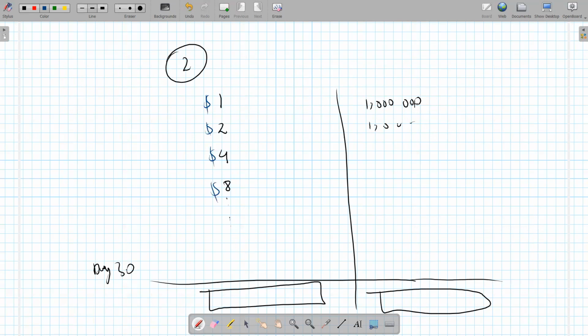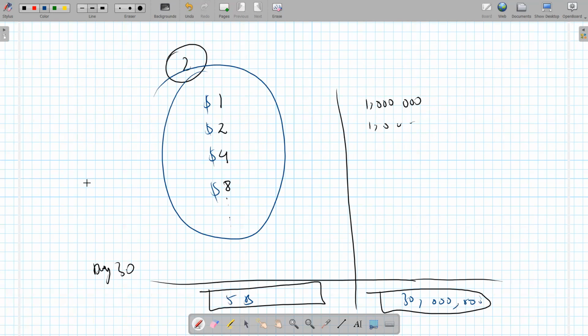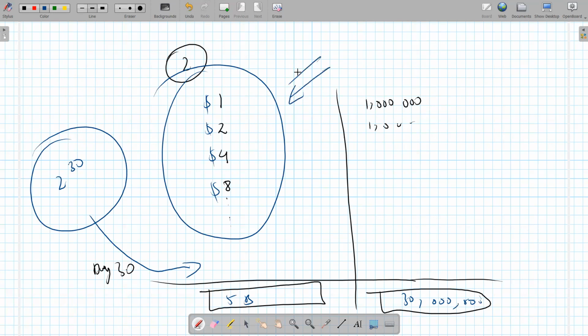I'll tell you the answer. This one is going to add up to 30 million. This one is going to add up to a little over 5 billion. So you're going to go with this one. You can double check this by typing 2 power 30, and you'll see how big a number you get down here. So you want to go with this one, okay?